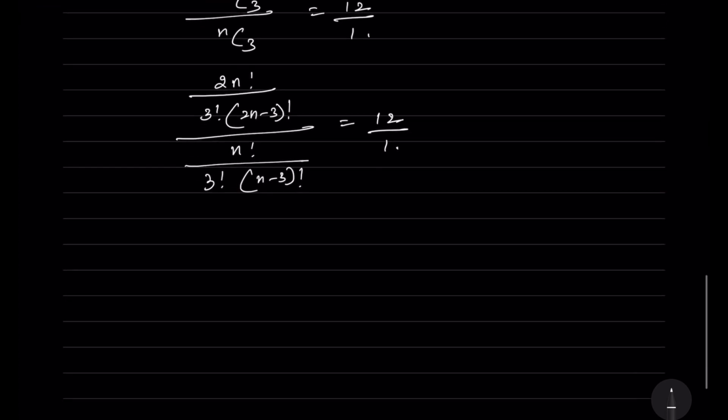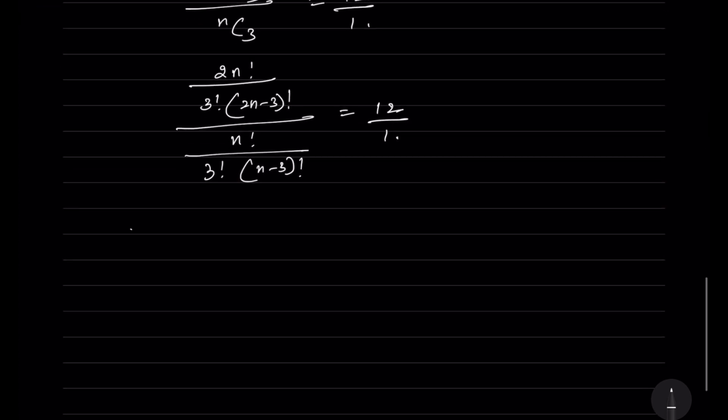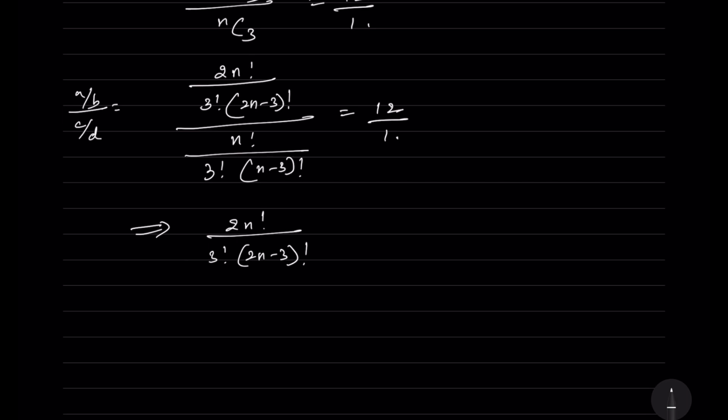Now this can be written as 2n factorial divided by 3 factorial into 2n minus 3 factorial. Now this is in the form of a by b divided by c by d, which you will get as ad by bc. So using this, it will become multiplication of 3 factorial into n minus 3 factorial divided by n factorial. Therefore here you can cancel out this 3 factorial, which is equal to 12 by 1.